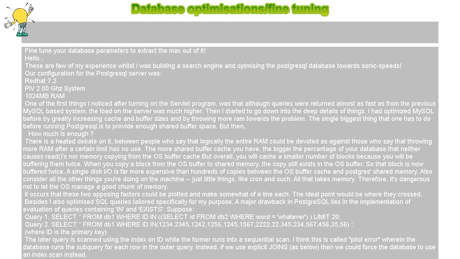shared_buffers = 8192, sort_mem = 16384, max_connections = 50, fsync = false.